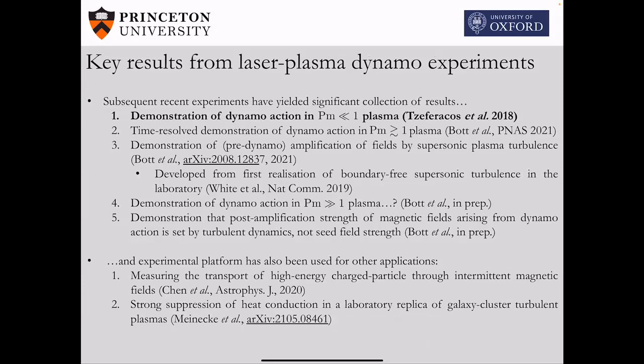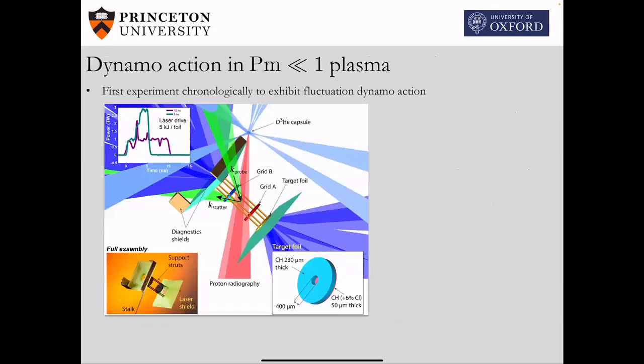It's now time to talk about some of the results of these experiments. So I'm going to start off by discussing this first demonstration of fluctuation dynamo action in a low Prandtl number plasma. This was the first experiment chronologically to exhibit fluctuation dynamo action, and this schematic here shows the experiment. In this case, which was carried out at the Omega laser facility, we had two plastic foils with a 6% chlorine dopant that were irradiated with 5 kilojoules of laser energy each. We actually tried various different pulse lengths at this point, but I'm going to focus on the 5 nanosecond pulse length results. This irradiation of the two plastic foils creates rear-side blow-off plasma jets.